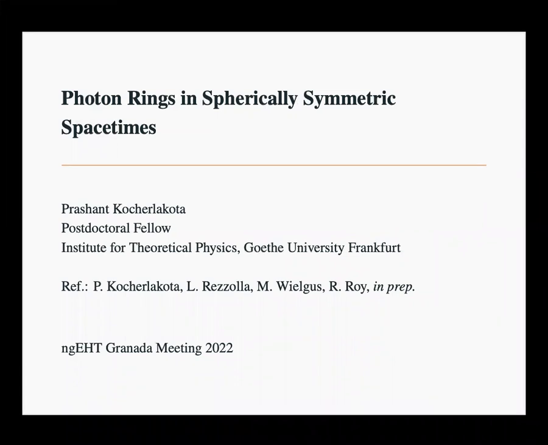Hi, I'm Prashant. The plan of this talk is to talk about photon rings in arbitrary spherically symmetric spacetimes, so that if we want to measure deviations from the Schwarzschild metric, for example, we would know what sorts of features would appear in the photon ring images, and how these deviations change with the spacetime. In the future, we hope to extend this to axisymmetric spacetimes, but we're not there yet. This is the first step in that direction. This is work in preparation with my collaborators, Luciano Rezzolla, Maciek Wielgus, and also Ritik Roy, who's a master's student at Fudan University.